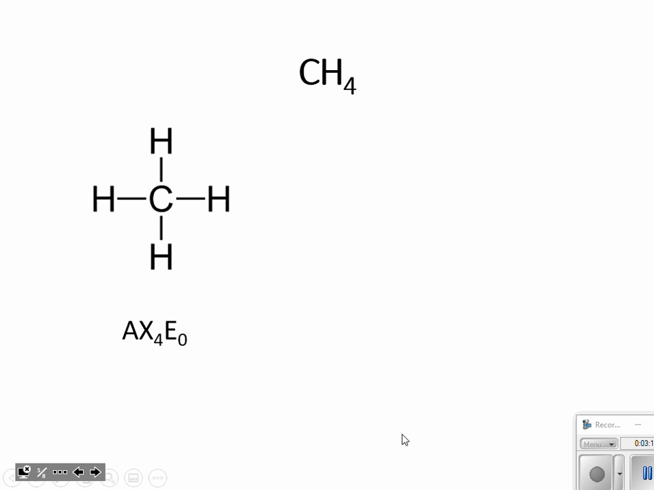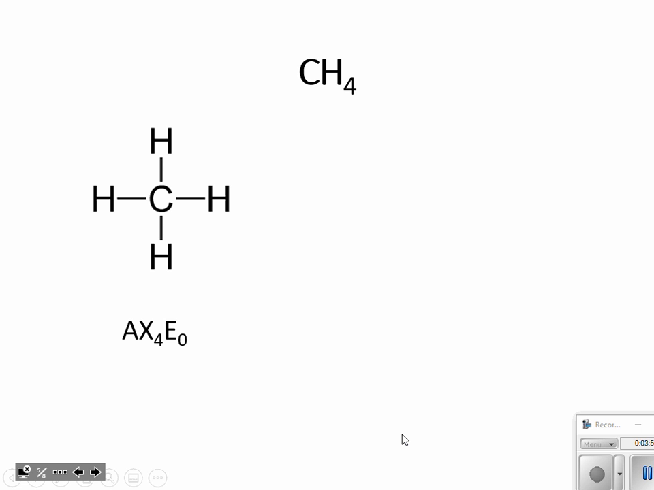So when I AXE this particular one, I get AX4E0. So once again, when I check on my AXE packet, what is AX4E0? Go ahead and find that. The ones I like to use to find that are right here, where I'm looking for AX4E0. When I find that, you should find that your molecular geometry is tetrahedral. Correct?